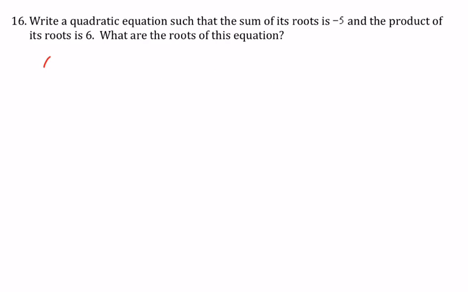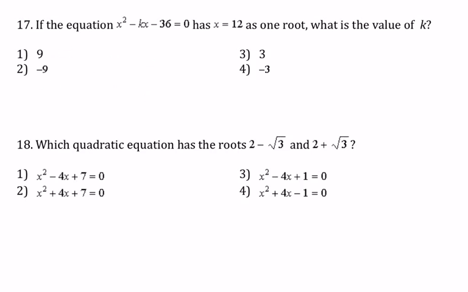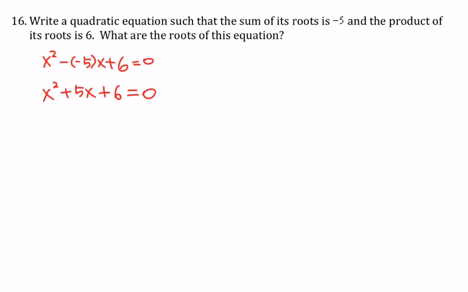Number 16, write a quadratic equation whose sum is equal to -5 and then product is equal to 6. So then we can do that over here. Notice that you see 2 negatives because first negative is coming from the formula, second negative sign was coming from the sum of the roots. Now then, this is basically what we end up getting.